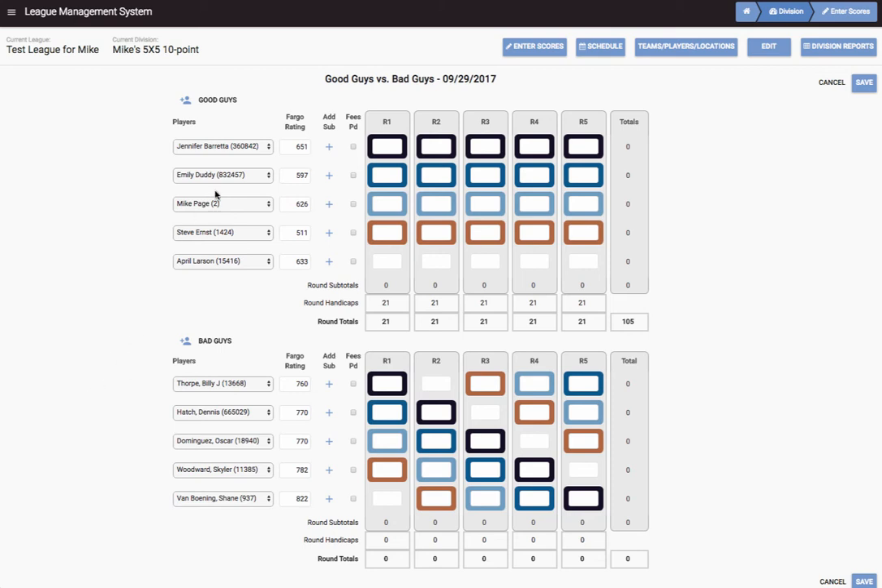So what you see when our group of good guys plays these bad guys is that automatically this number, 21 points per round, is populated. And I'll show you in a bit where that comes from. So as we score a round, let's play through a round. Jennifer breaks and misses shape on her cue ball, and then Billy gets out. So that's the first game. Emily gets run out on by Dennis. I break dry, and Oscar runs out.